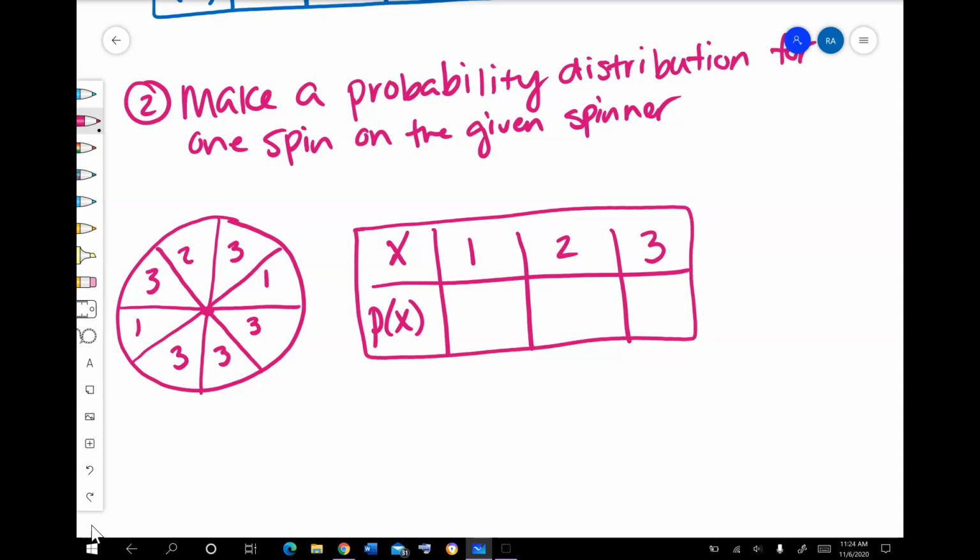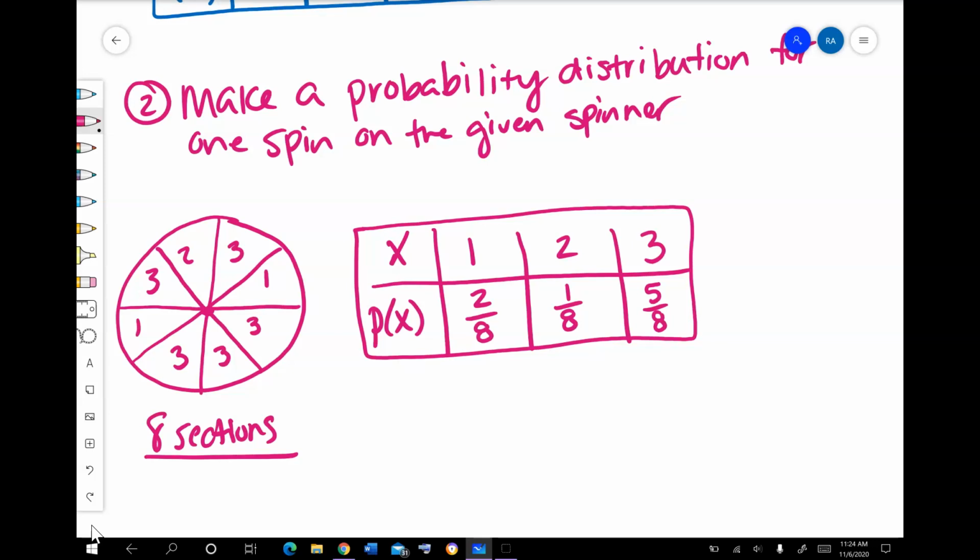Now, remember, probability is what you want over what you got. Well, there's a total of 8 sections on this spinner. That's going to be my denominator. So how many 1s do I have on this spinner? I have 2 ones out of 8 sections. How many 2s do I have? I have 1 two out of 8 sections. And then how many 3s do I have? I have 1, 2, 3, 4, 5 threes out of 8 sections. And that's my probability distribution table.